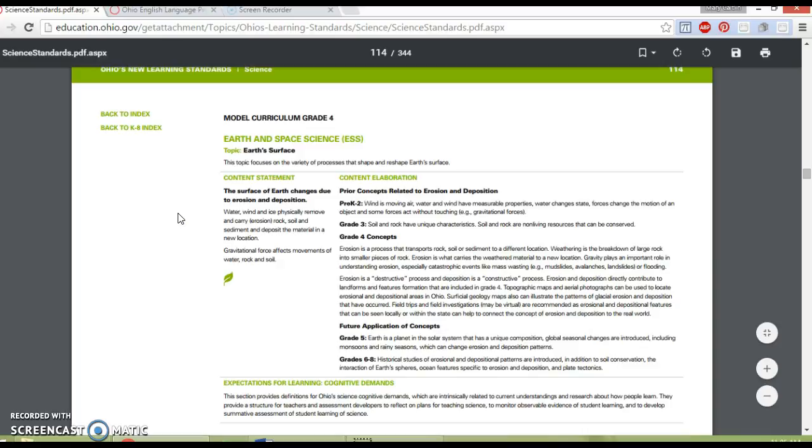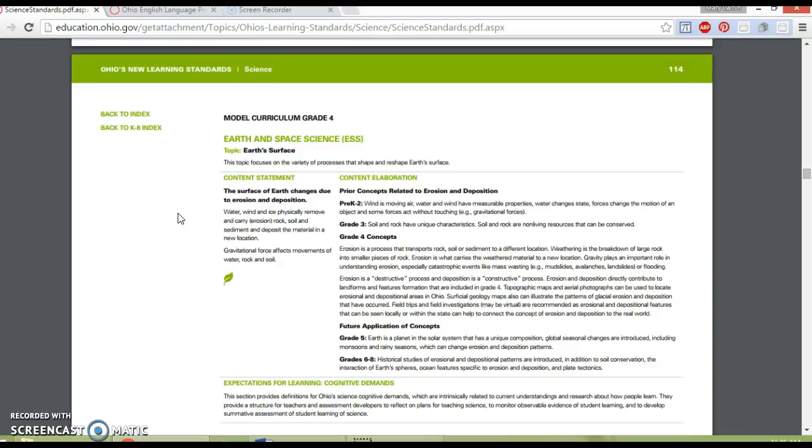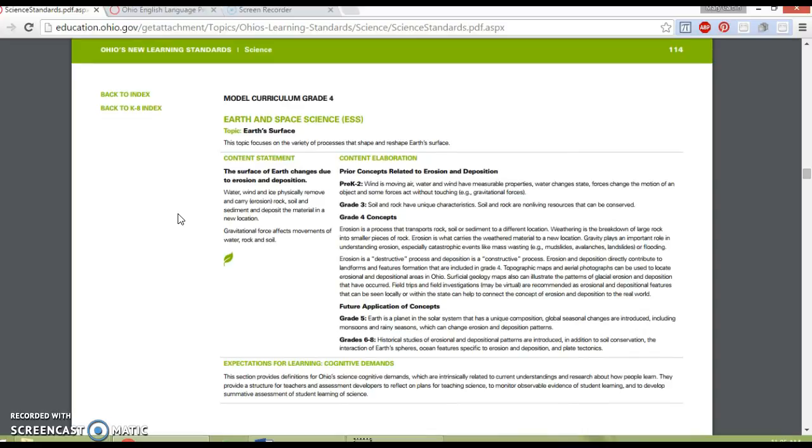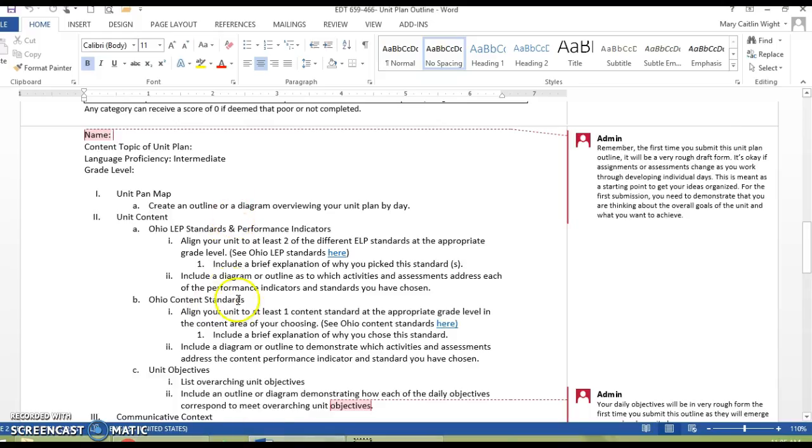The surface of Earth changes due to erosion and deposition. So we're talking about the physical changing of the Earth's surface. So that's going to be my topic. So I have my content standard. So I would type that in under my content standard, and I would include this brief explanation of why I chose this. I'm interested in science topics. This seems like a topic that would be really applicable, and I could talk about all different parts of the world which would connect with my English language learners. We'll come back to the diagram or outline in a minute.